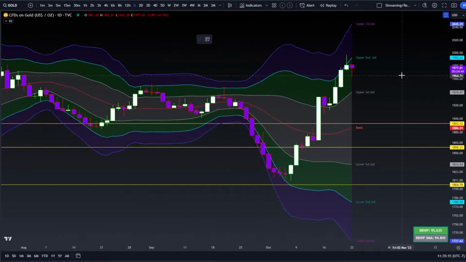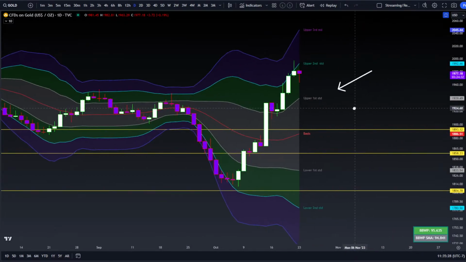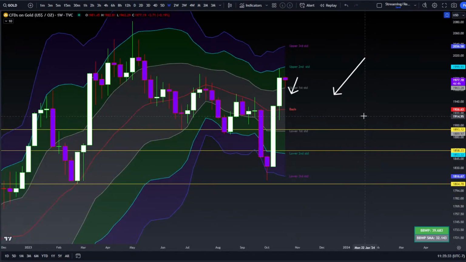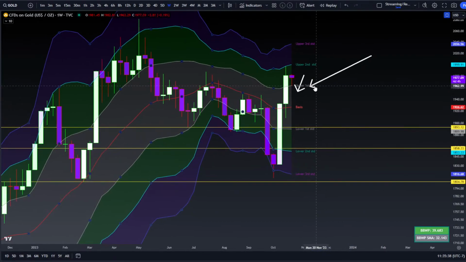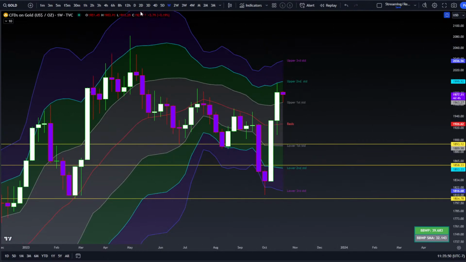Now, for the integrity of the move, to be quite honest, you do want to see it above around that 1930 high here, which also happens to be where that order block is. So just keep that in mind. Otherwise, it's given up a lot in terms of volatility. And then also it would be below the upper first here at 1960, which then gives us the bias that it's going to go test the basis around that 1920 to 30 area. And that's, of course, from the weekly.